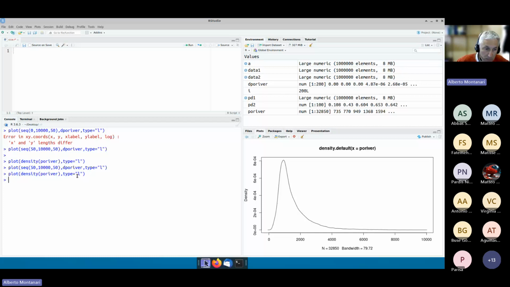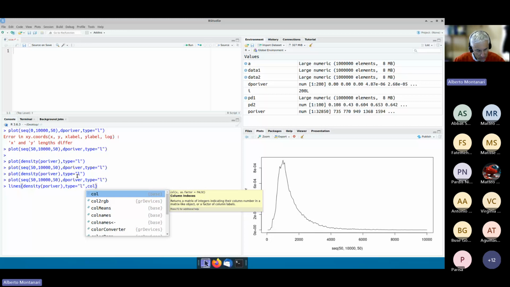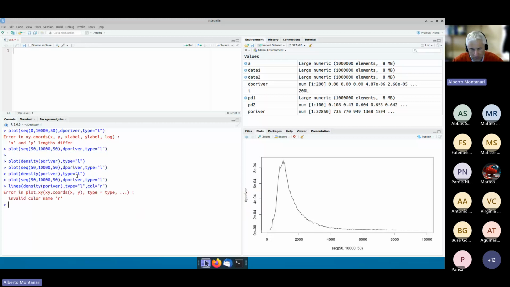I may also compare them. So previous plot, new plot, lines, adds a line to the current graph. Let's put it in red, color red. You see the comparison, they are very similar. Good.